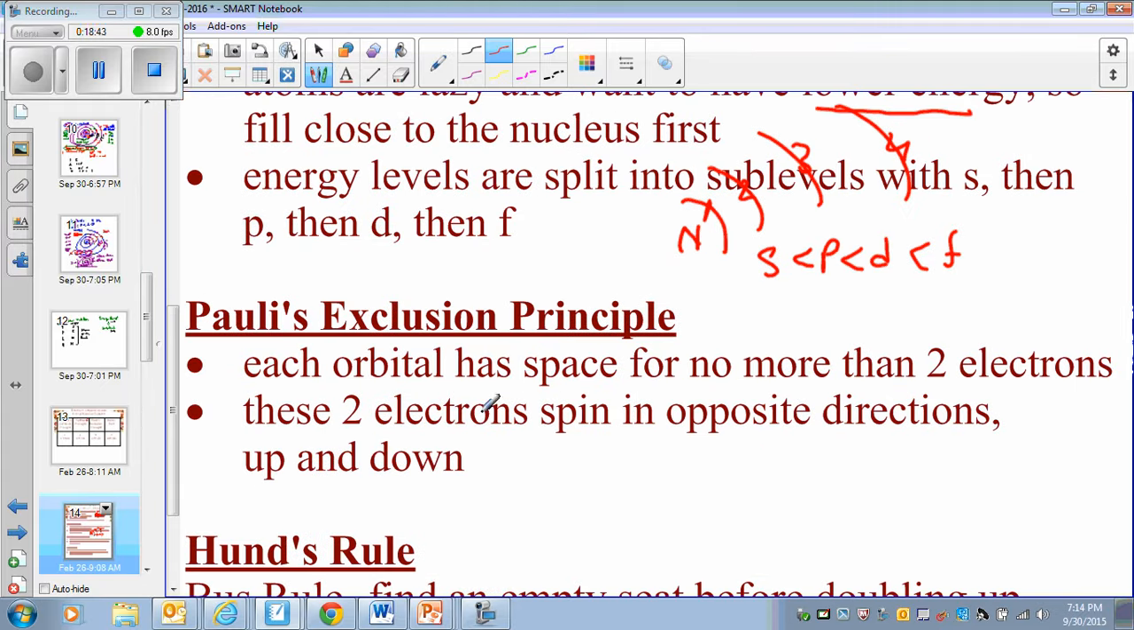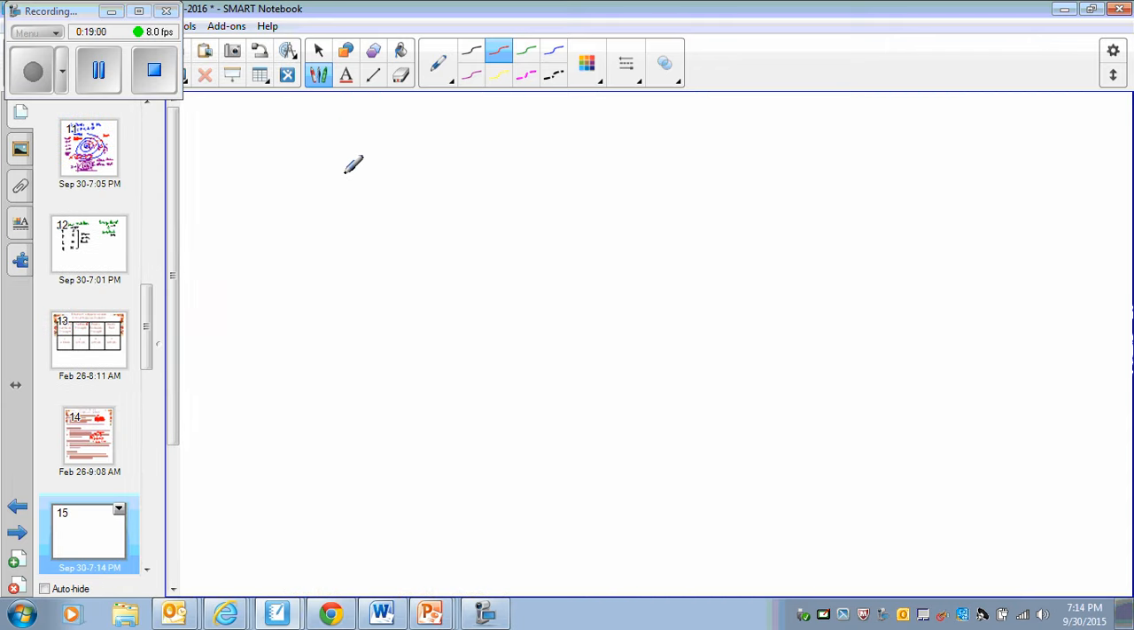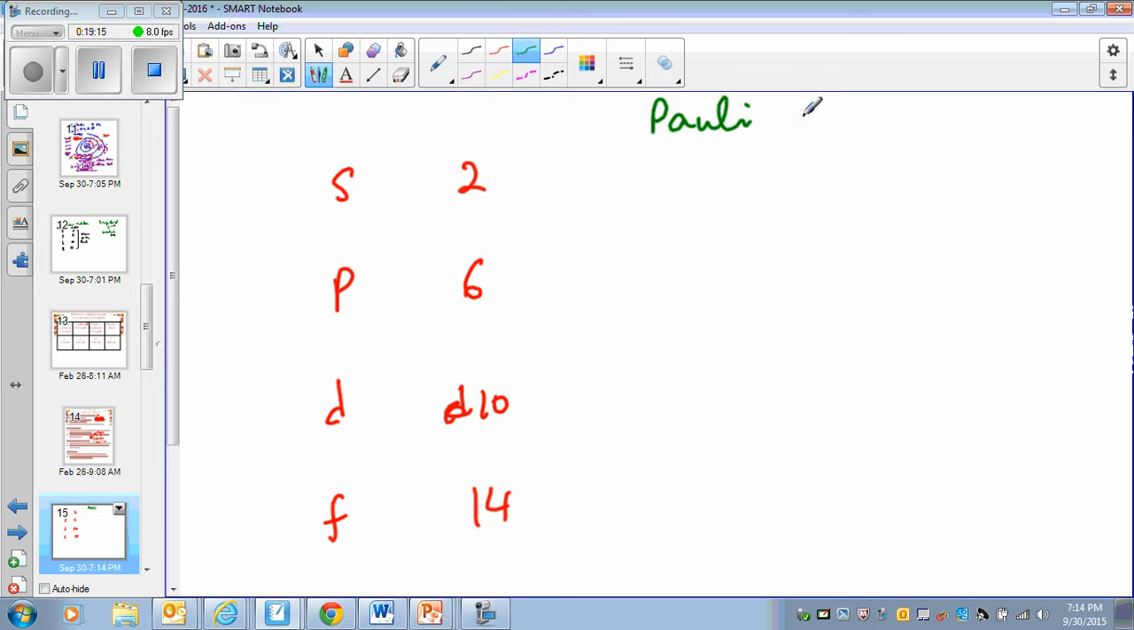Pauli said that each orbital can maximum hold 2 electrons. These sublevels are further divided into orbitals, and each orbital can maximum hold 2 electrons. So based on that, I need 1 orbital for S, 3 orbitals for P. Let me explain it here. I have S, P, D, and F. S can take 2 electrons, P can take 6, D can take 10, and F can take 14 electrons. According to Pauli's exclusion principle, 1 orbital can maximum hold 2 electrons.